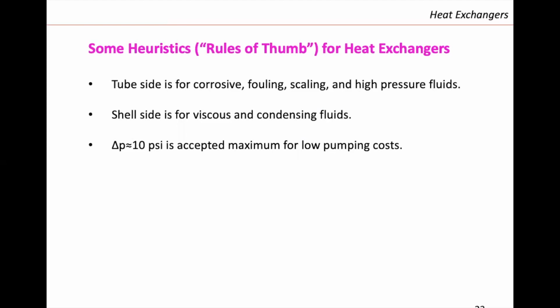Okay. On the shell side, typically you want to place the viscous and condensing fluid. And typically a delta P of 10 pounds per square inch is accepted as the maximum for low pumping cost. So when you are calculating those delta P's with those equations that I showed you previously, 10 PSI might be the number you need to check for, to avoid excessive pumping cost.